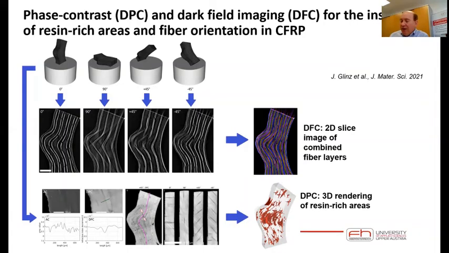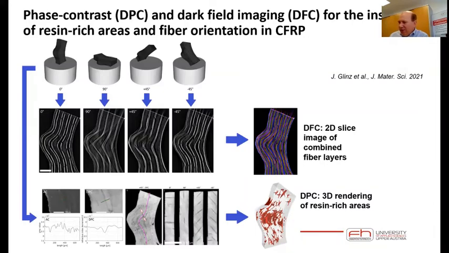And by measuring at different orientations of the fiber bundles, we can get a 3D structure of the carbon fiber reinforced fiber bundles. Here a 2D slice is shown. On the other side, there are also some regions in the sample where there are no carbon fibers. And this can be much better measured by differential phase contrast, by refraction contrast. This is shown here on the right bottom.